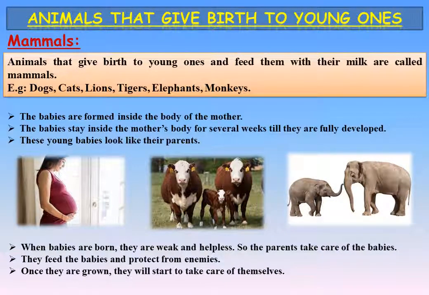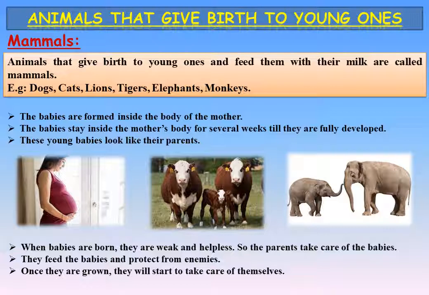Let us see in detail about the animals that give birth to young ones. Now, here is a new word for you, mammals. Let's see what mammals are. Listen to the spelling. Mammals. The definition is: the animals that give birth to young ones and feed them with their milk are called mammals. For example, human beings are mammals.